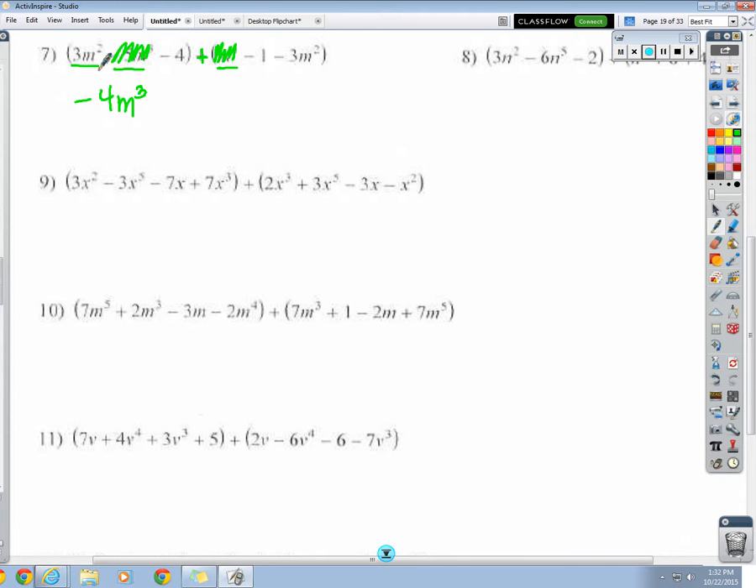Okay, then what term do we move to next? Right, we have 3m squared plus negative 3m squared. 0m squared. So do we have to write that? No. Okay, and then you see that all we're left with is a negative 4 plus a negative 1. Okay, so what is the name of that polynomial? Cubic, because it's degree 3. The highest exponent is 3. What kind of cubic? Binomial, because it's 2 terms.